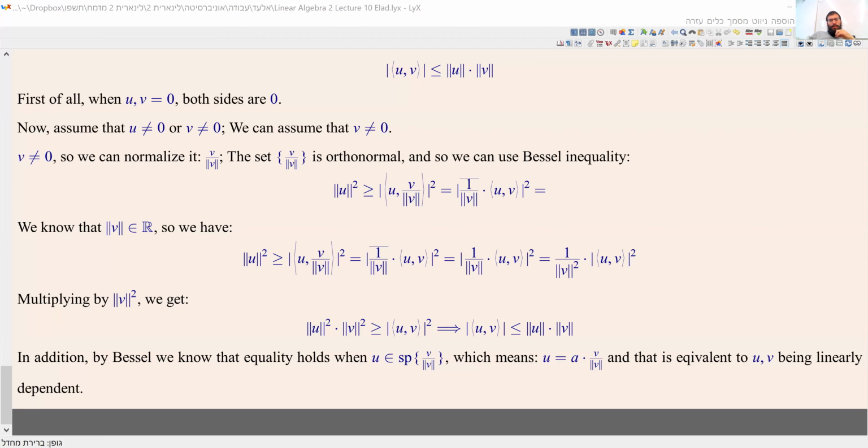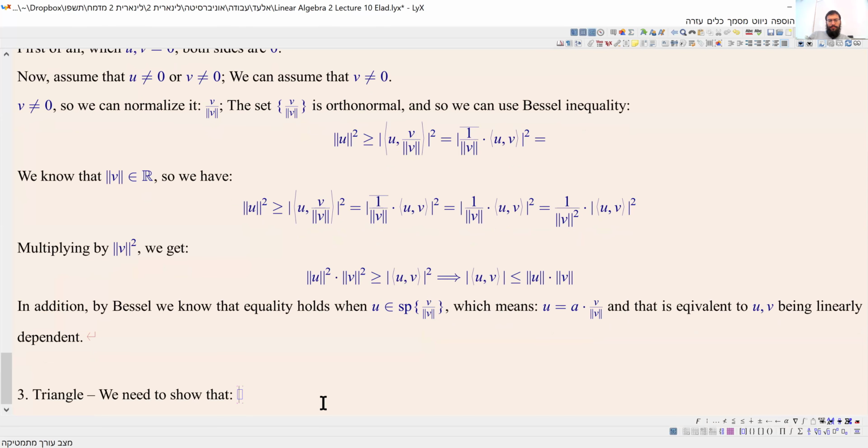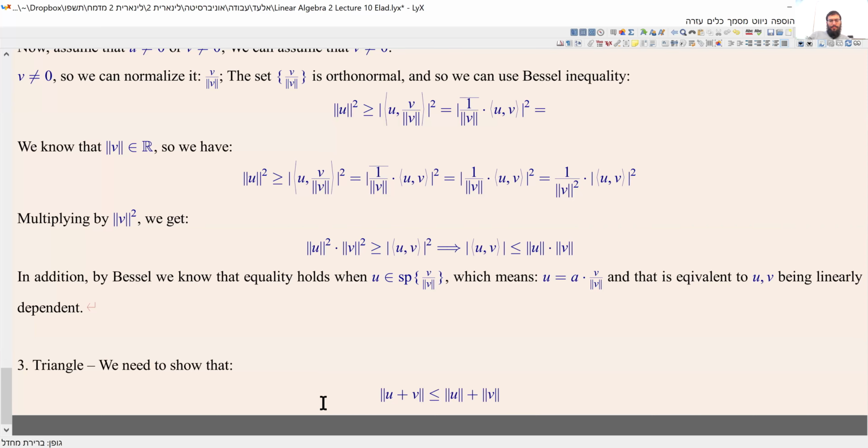Okay, so the third inequality is the triangle one. We need to show that the norm of u plus v is smaller than or equal to the norm of u plus the norm of v.